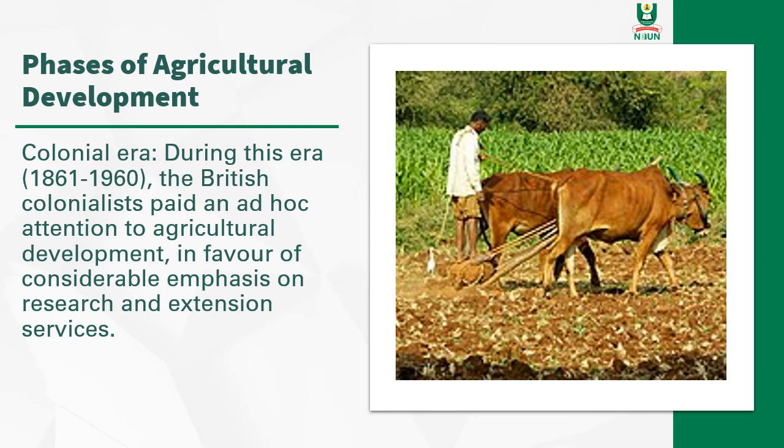Another stage is the colonial era, and this era was between 1861 and 1960. In this period, the British colonialists paid considerable attention to agricultural development, with considerable emphasis on research and extension services. So what the British came to do was to improve agriculture, to improve upon agricultural services.